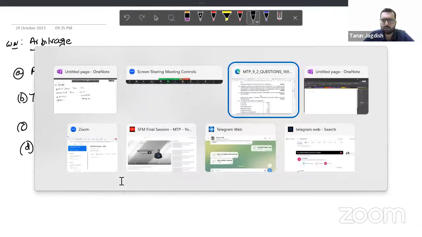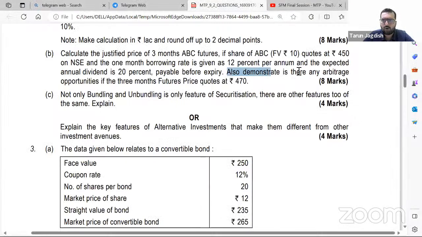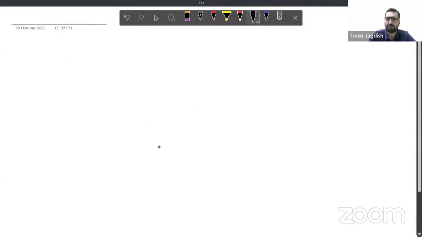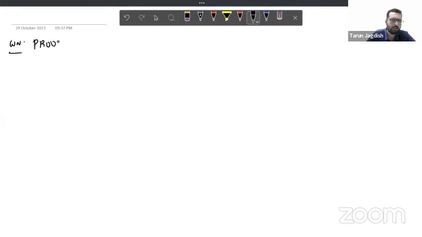Fine. Can I go to the next one now? Wait, now let's just check. Also demonstrate if there is any arbitrage. So we've got the answer as sell future. Now let us give you a proof. I think that's what they mean by demonstration. So I'll write down the next working note, proof.